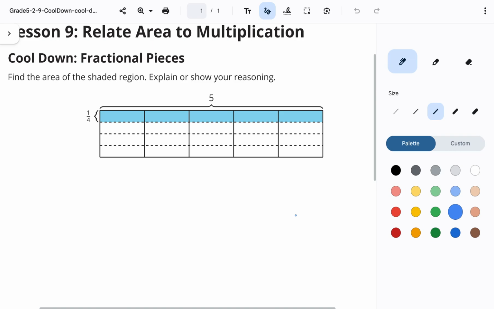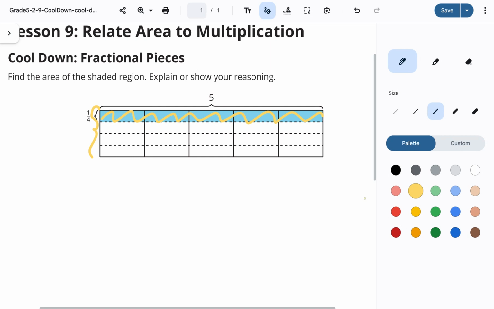Well, the first thing that we want to note is that we are looking at 1/4 in the way that it is divided horizontally, right? So out of the whole, we have this little portion right here. So we see 1/4 shown in the rows or horizontally, right?